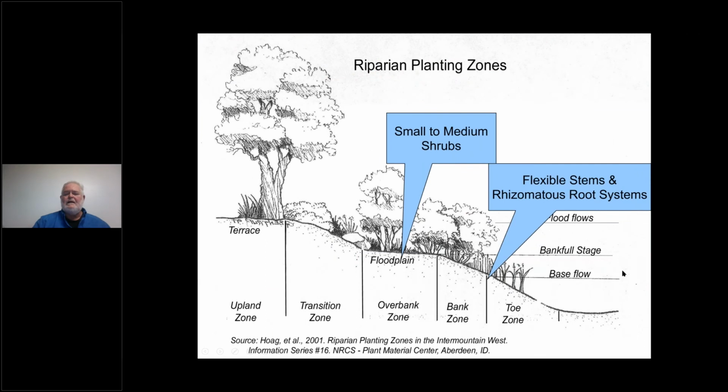Okay, let's talk a little bit more specifically about the riparian planting zones I was talking about earlier. When you look at those, this is just a general rule of thumb that I use. Flexible rhizomatous roots in the toe and bank zone. You get up into the floodplain or overbank zone, small to medium shrubs, and then medium shrubs would be more towards the upper end of the overbank zone or floodplain where it starts going into transition. Then you're getting into your large shrubs and trees.